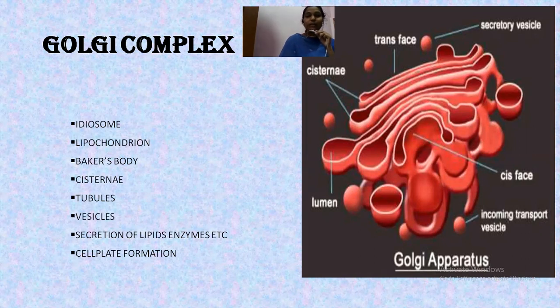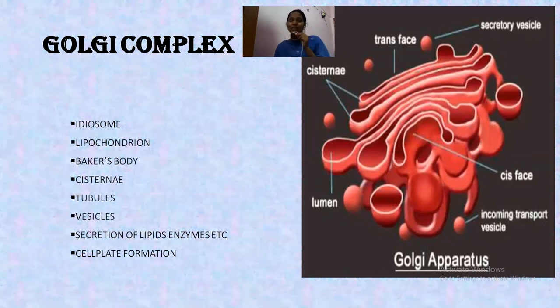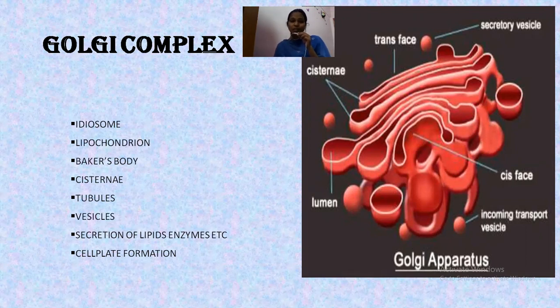As this cell organelle is made up of 3 different types, it is called the Golgi complex. The Golgi complex is associated with secretion of lipids, enzymes and hormones. This is majorly with lipid concentration. That's why the Golgi complex is also called lipochondria. This is an important competitive examination question which has scope to be asked in various competitive exams. It is also called idiosome, and it is also called Baker's body.